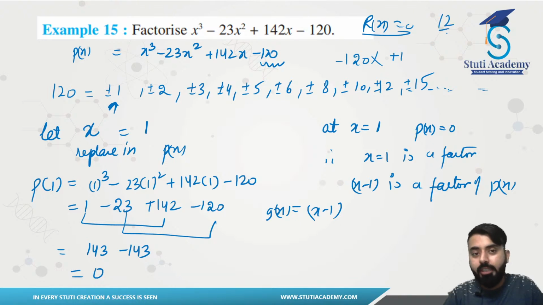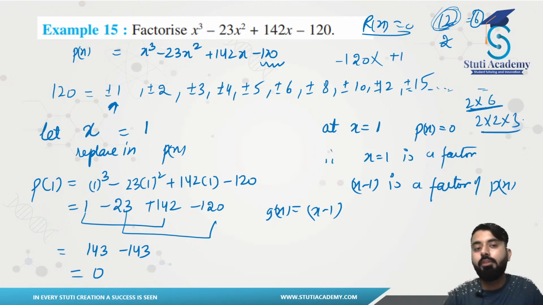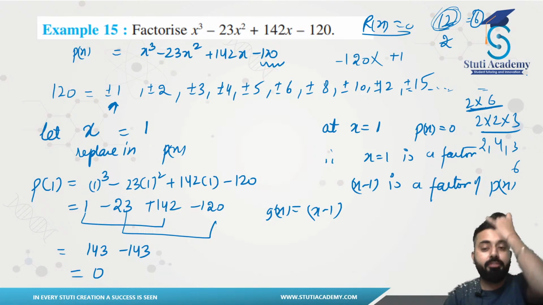If we want to find the remaining factors of 12, I can just divide 12 by 2, one of its factors. I will have 6. So 2 into 6 is 12. Or you can say 2 into 2 into 3 is 12 as well. So you have various factors now. 4 will be a factor, 3 will be a factor, 2 will be a factor, 6 will be a factor, and 12 itself will be a factor.